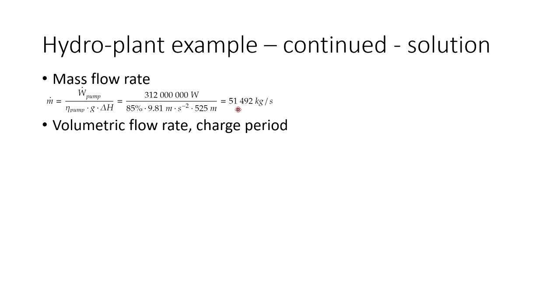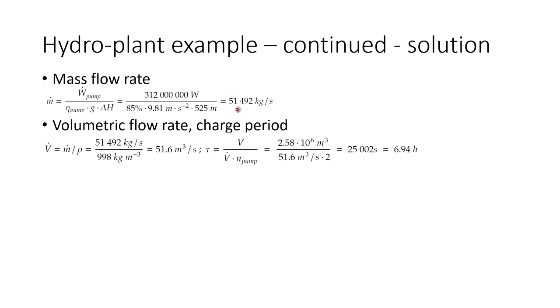Then the volumetric flow rate is just mass flow rate divided by the density, so it's 51.6 cubic meters per second, and we can see again with the same formula as before, the volume of the reservoir that we need to fill divided by the volumetric flow rate and number of pumps, we will get the period of charging, period of pumping, 25,000 seconds, which is almost 7 hours.